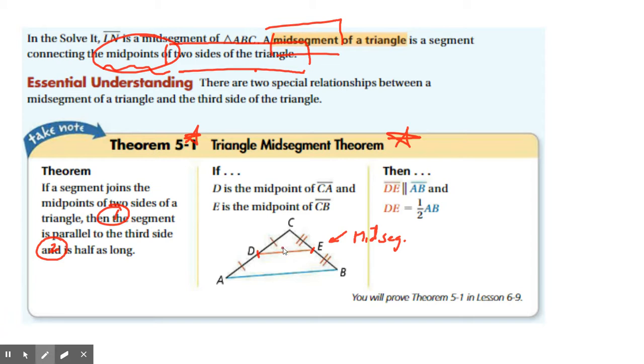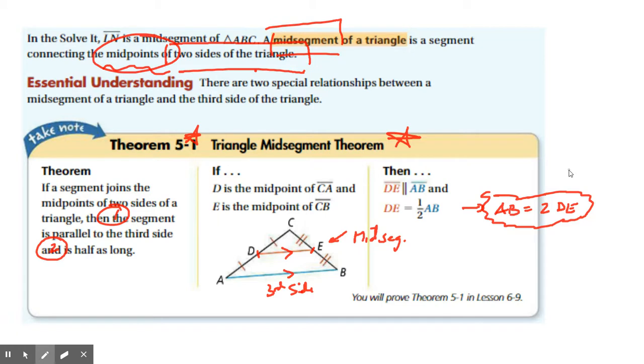So this is your mid-segment, and it's going to be parallel to the third side. That means AB is your third side because it's not being intersected. So DE is parallel to AB, and DE is half as long as AB. Another way to think about this last part is if DE is half as long as AB, then AB is twice as long as DE. That could be another way to think about it in these problems.